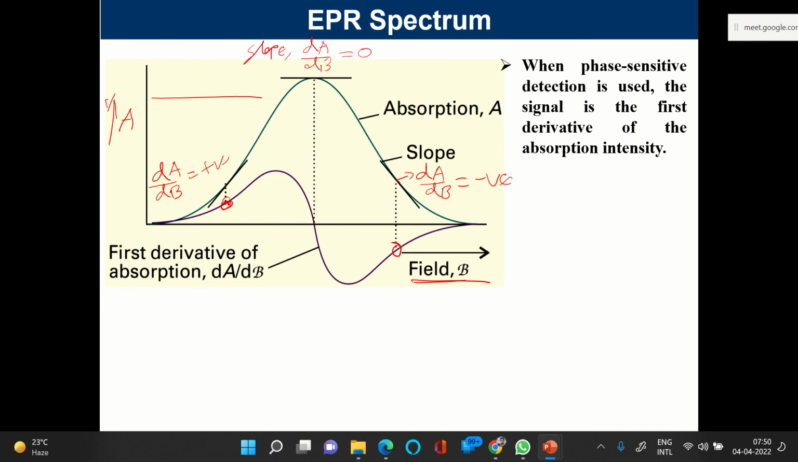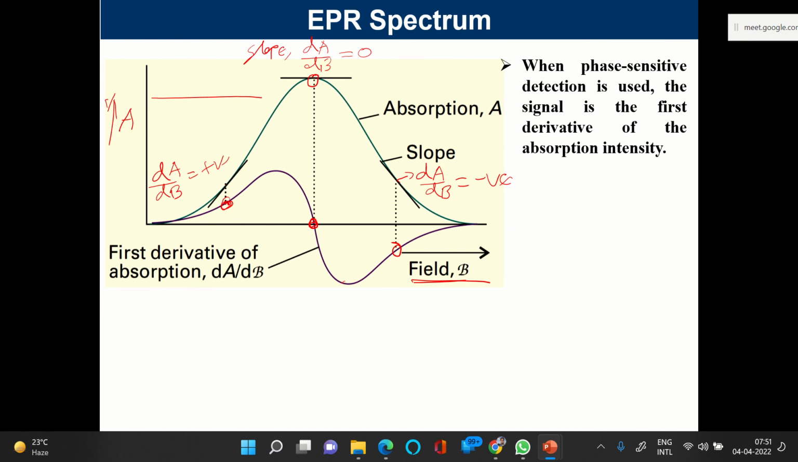The point to note is that where there was a peak position in the actual signal, it becomes 0 in the derivative plot. The peak appears as a 0 value over here, and the slope is highest at the two sides, so the two apparent peaks represent where the change in absorbance is faster than at other points.